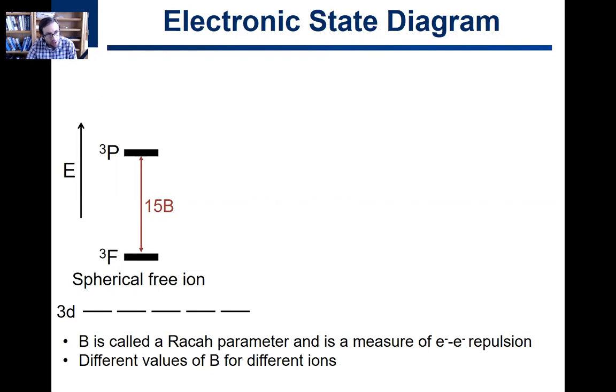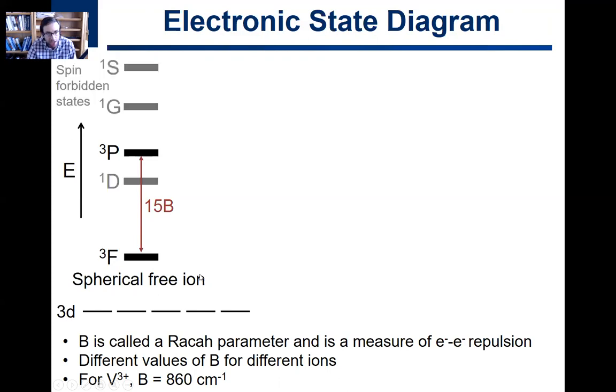There are different values of this B for different ions. And you can look these up, and I'll show you how to do that later on in this chapter. But for vanadium 3+, B equals 860 wave numbers. So it's a unit of energy. So 15 times 860 wave numbers, that would be the energy gap between the triplet F and the triplet P for spherical free vanadium 3+ ion.